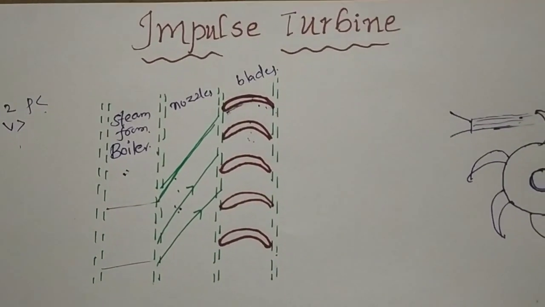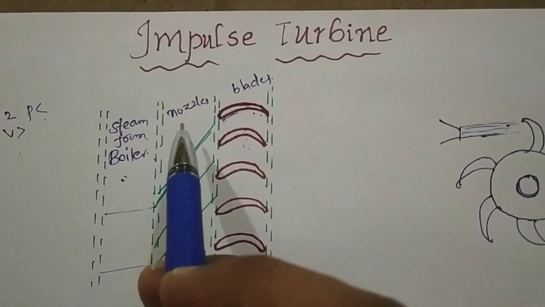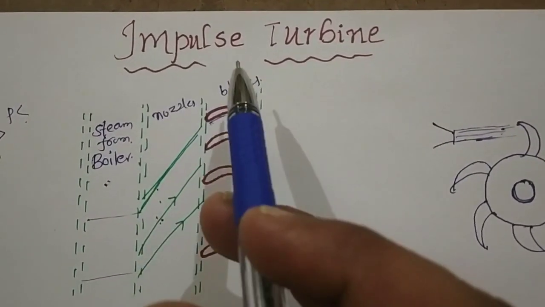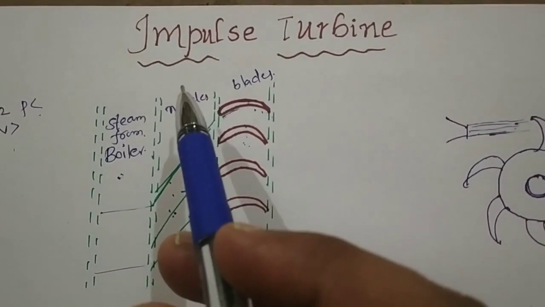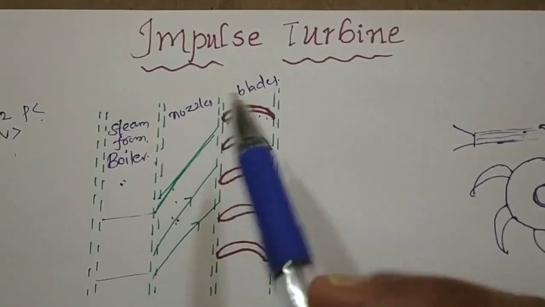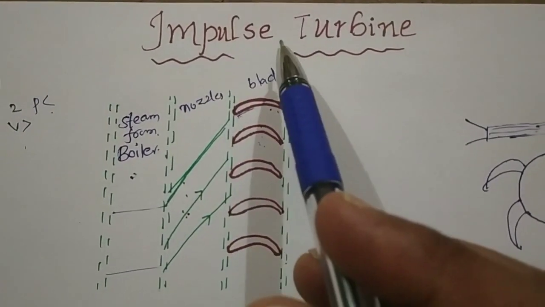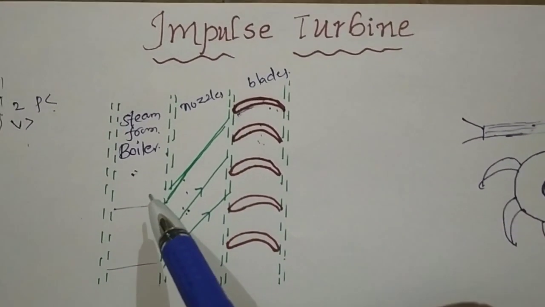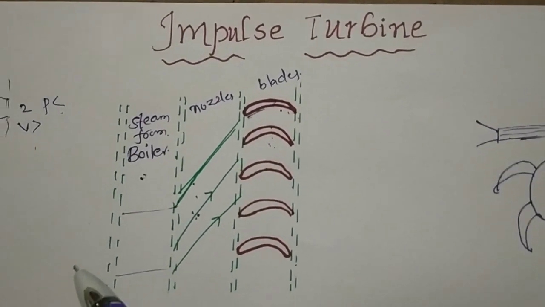Welcome to this channel. Now today's concept is impulse turbine. First of all, in this lecture we will completely understand what is meant by impulse turbine, why it is named an impulse turbine, what parts it consists of, and what the working principle of an impulse turbine is.